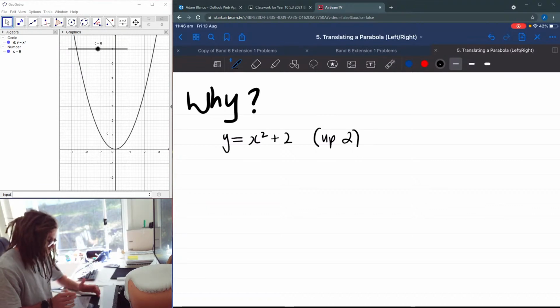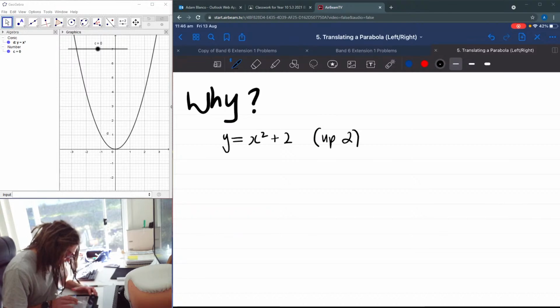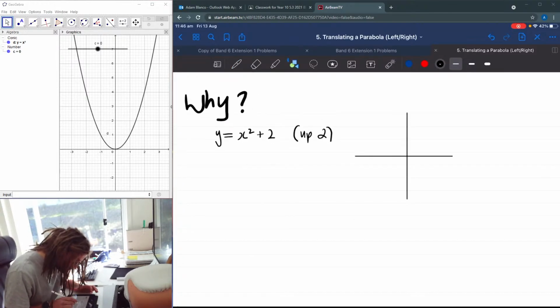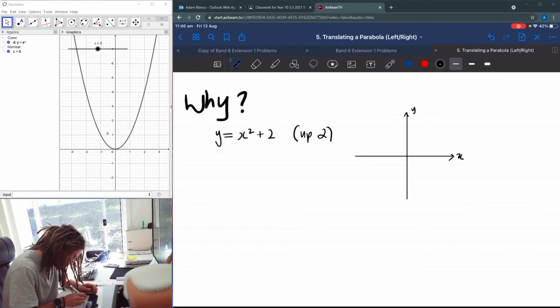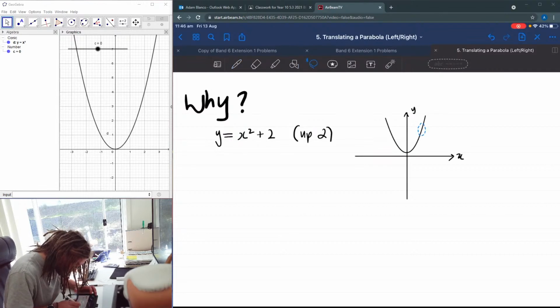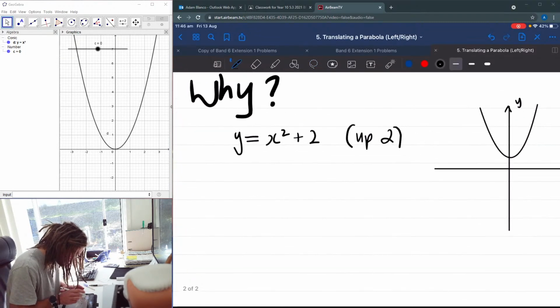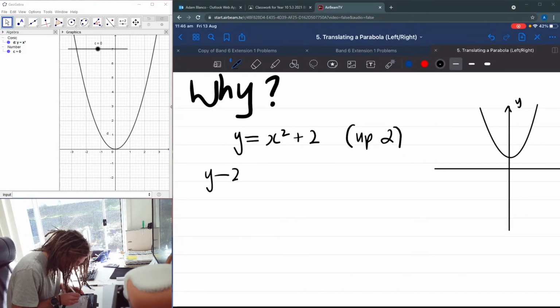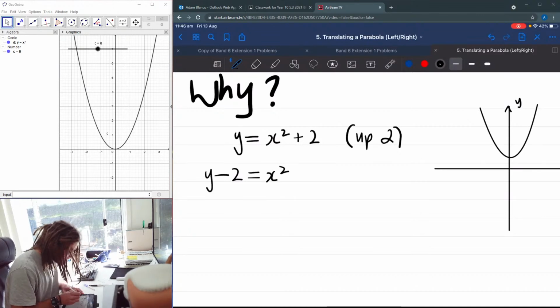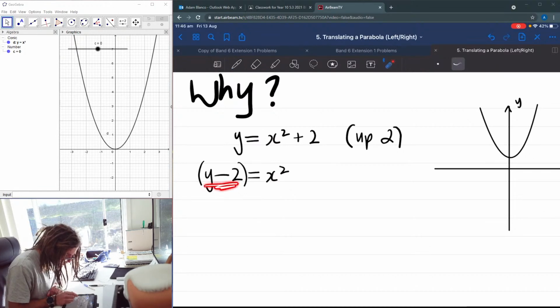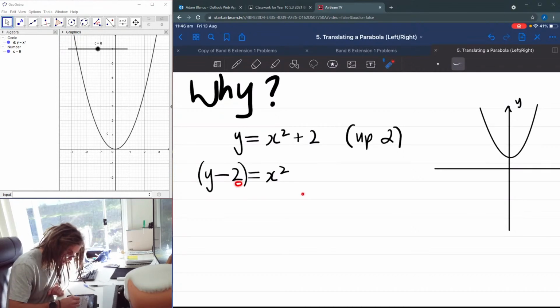Now, what that's actually doing is it's affecting the y coordinate. So if you think graph, there's y, there's x. It's affecting where the graph goes up and down on the y-axis. And the reason here is if I just rearrange this quickly, I've got y minus 2 equals x squared. And this seems really stupid, but I can chuck brackets around that. And whatever I can chuck brackets around, that's actually what it affects. So see how I've got y minus 2 and it goes up.